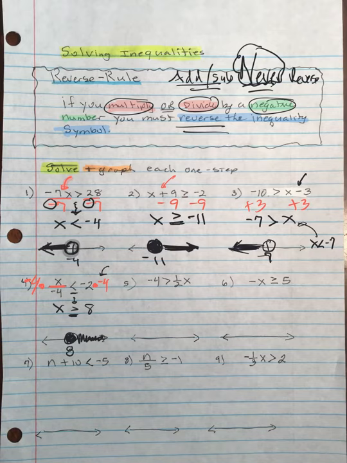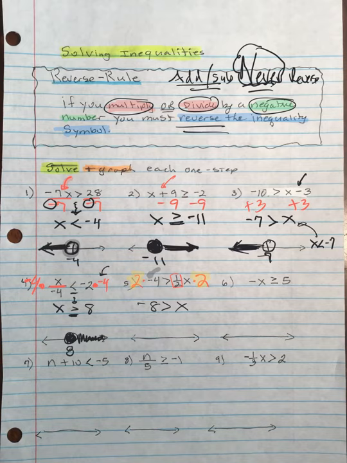Number 5, remember I can multiply by the reciprocal. So the reciprocal of 1/2 is 2. So I'm going to multiply both sides by 2. And that gives me -8 is greater than x. Notice I did not reverse. And the reason why I did not reverse is because I multiplied by a positive, right? I multiplied by a positive 2.